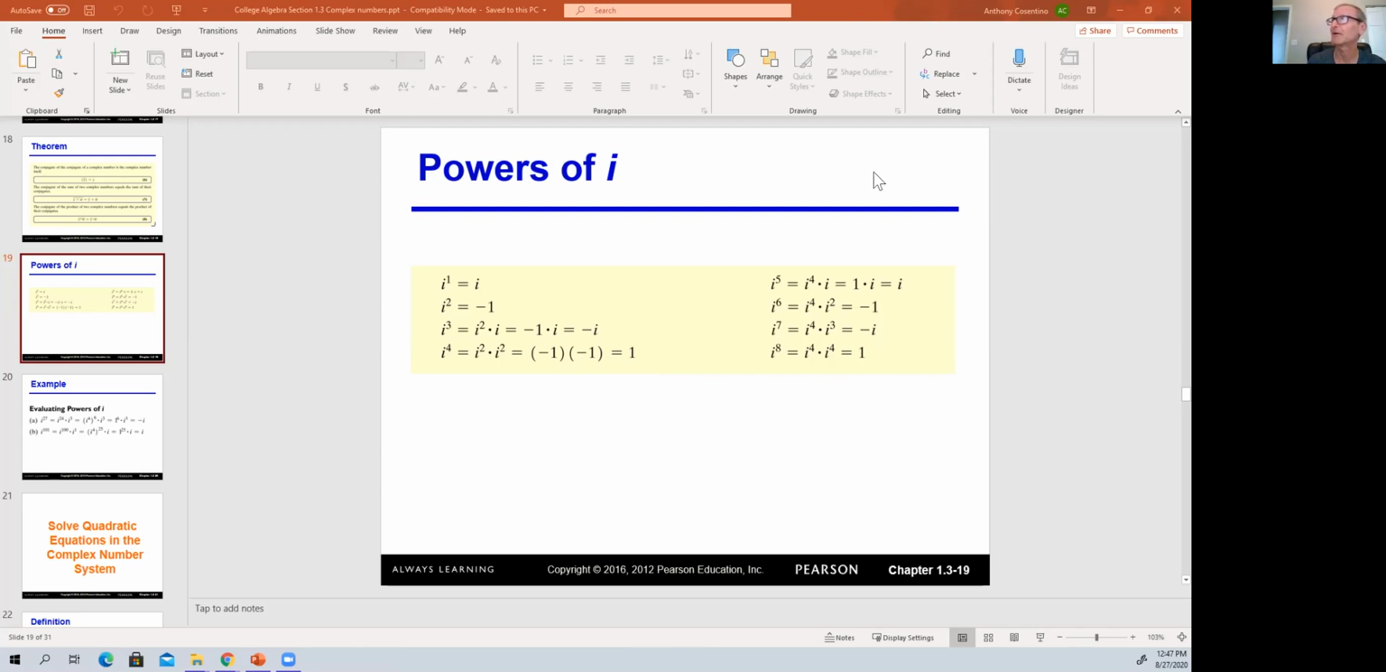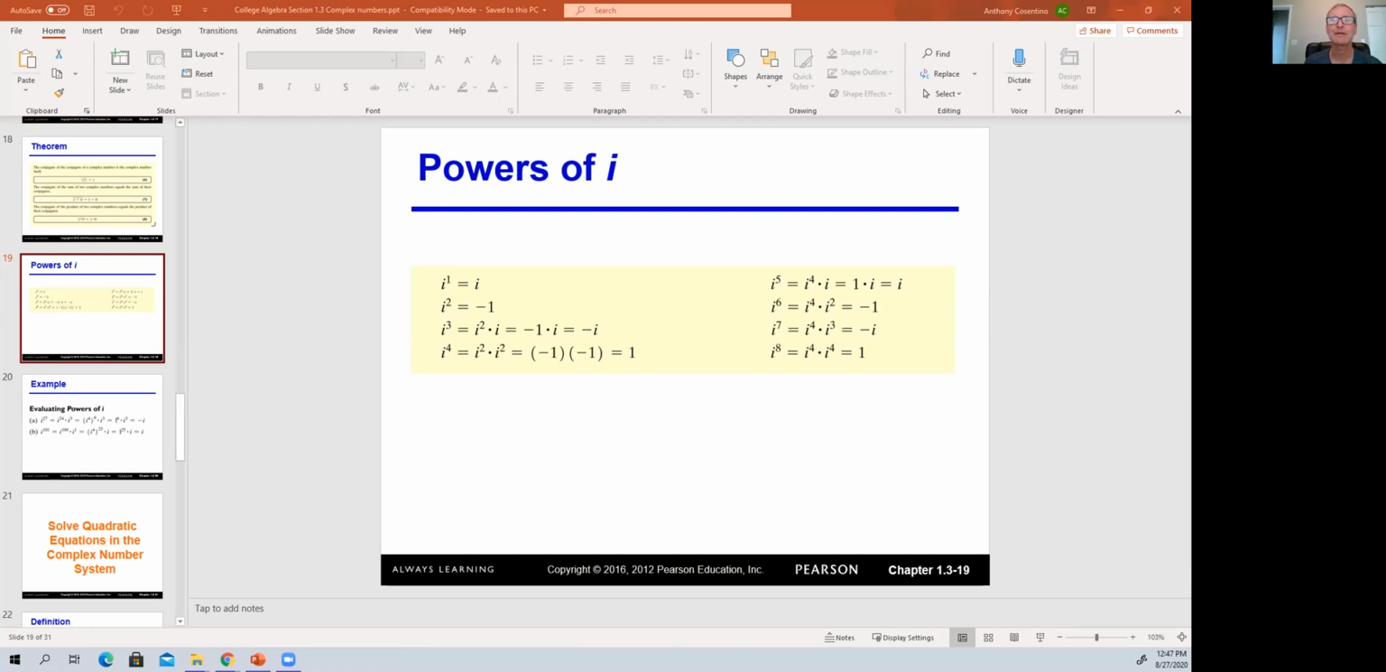And you could see here, I've given you some more examples where i to the fifth is i to the fourth times i, and then that's 1 times i, which gives you i. i to the sixth should be the same as i squared, right? So you have i to the fourth times i squared. i to the fourth is 1. i squared is -1. 1 times -1 is -1, and so on and so forth.